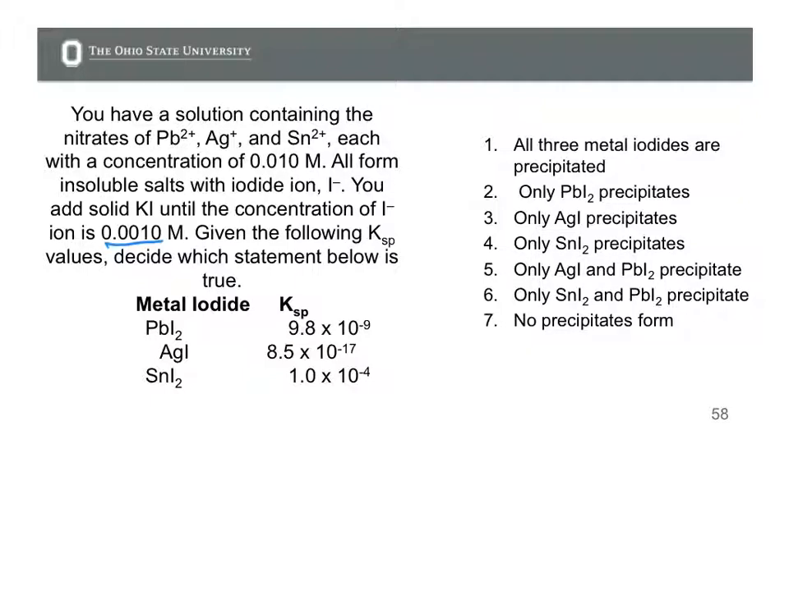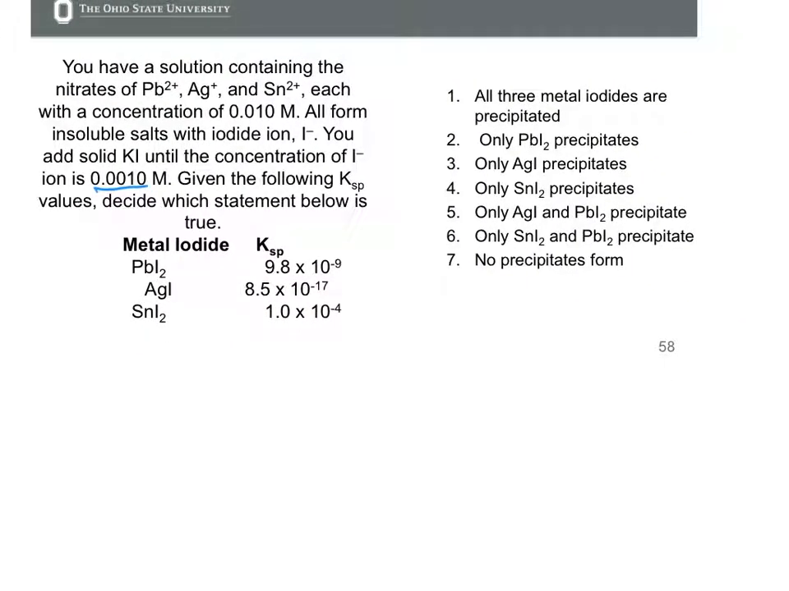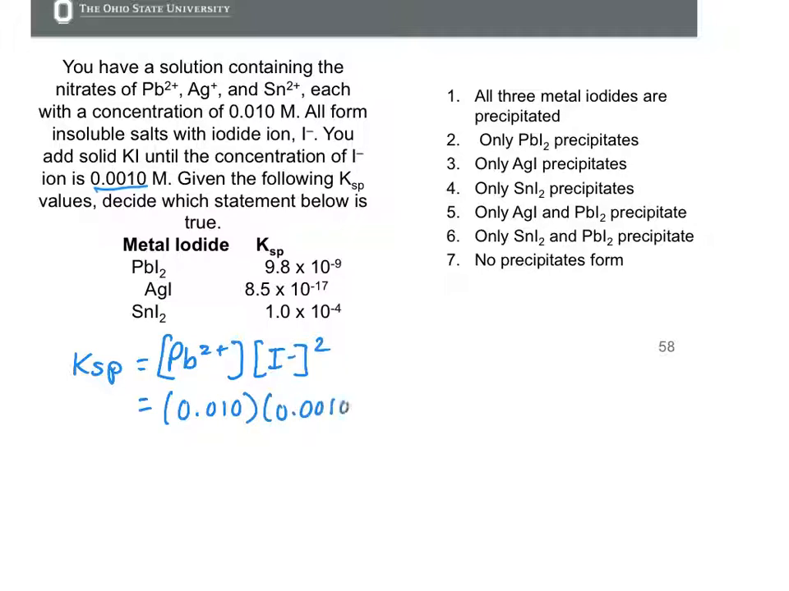All right. So in order to figure that out, we compare Q to K. So you'll need to know the concentrations of the ions. Let me do one here to get you started. For instance, for lead iodide, the KSP is going to be equal to the lead concentration times the iodide concentration squared. And so we can plug in the concentrations that were given in the problem: 0.01 molar lead and 0.001 molar iodide squared. Oops, this should be a Q. We're going to compare Q to K. So Q is equal to 1 times 10 to the minus 8. Q is greater than K, so it forms a precipitate.